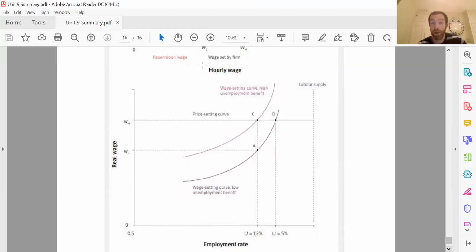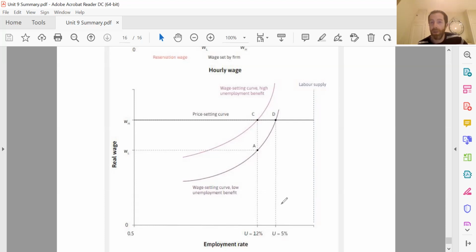And that's what we're seeing in this diagram down below, compared to here, this wage setting curve with low unemployment benefit. When unemployment benefit is high, workers now demand a higher wage at every level of unemployment. So for a given real wage, say WH, a higher level of unemployment benefit will lead to this equilibrium at C with a 12% rate of unemployment. Whereas if unemployment benefit was less generous and the real wage was the same, we would get an equilibrium at this point D. So same real wage, but a lower level of unemployment, a higher level of employment.